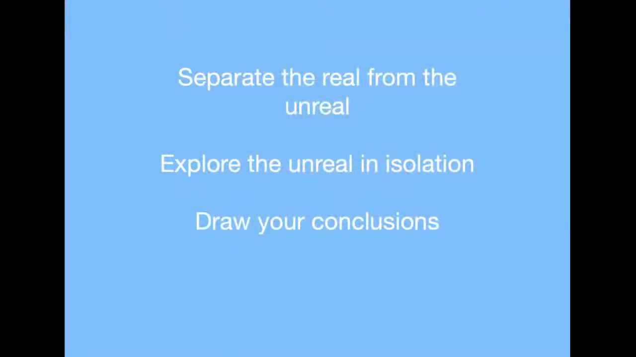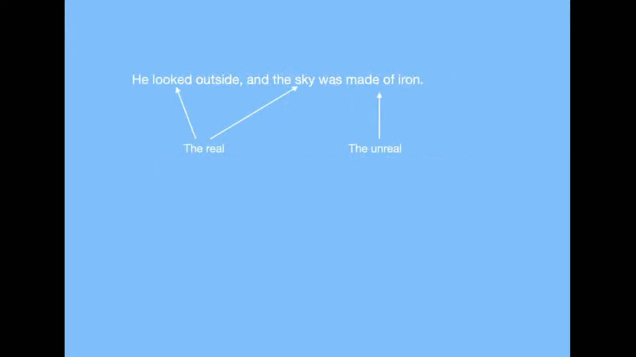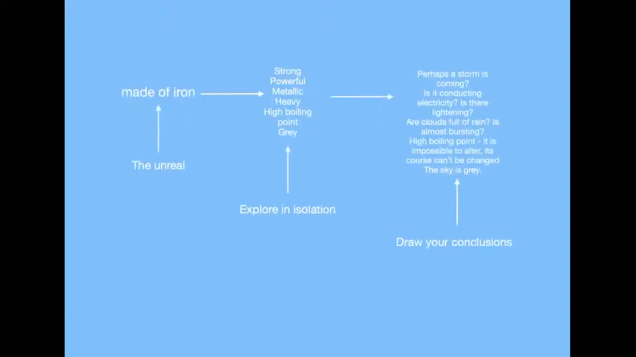So we could jump right to the meaning of what is implied by the sky was made of iron. You could say, well, the sky was grey, but that would stop your exploration of it. So in this plan, in this tactical approach, there's a few things to do, and they are the following. Separate the real from the unreal, explore the unreal in isolation, and draw your conclusions. So you separate the real from the unreal, and then you focus only on the unreal now.